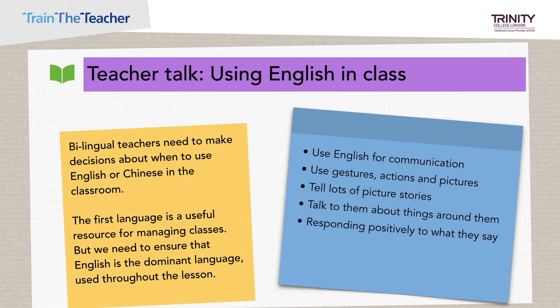Use gestures, actions, pictures, and whatever means you can to help children understand. Tell lots of stories using pictures for support and talking about those pictures, pointing things out. Talk to them about the things that are around them, the things in the room, what you can see from a classroom window, for example. Let children hear as much English as possible. And encourage your students by responding positively, even when what they say is not perfect.